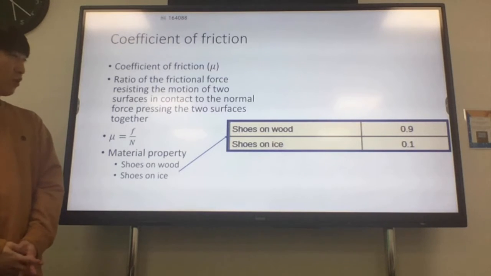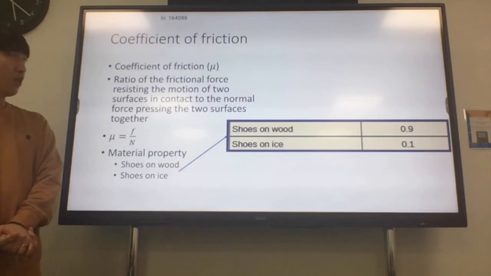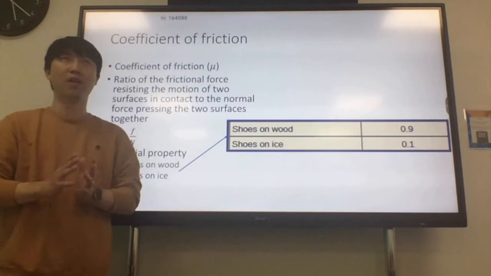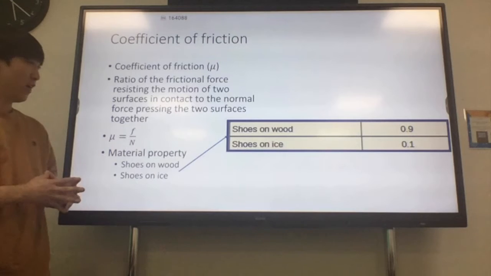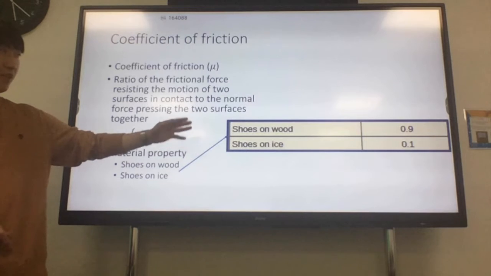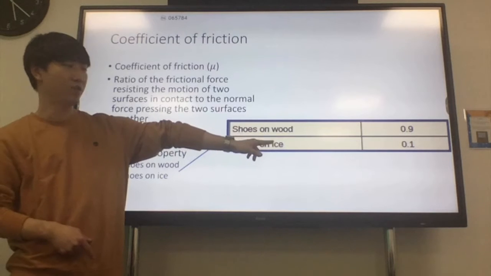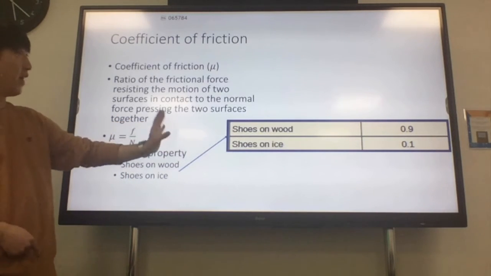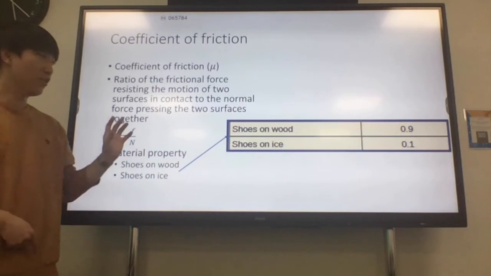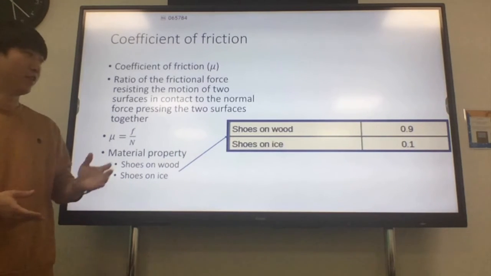Well, I will give you some more specific examples like this. Since the coefficient of friction is a property of materials, as you can see from this table, shoes and wood and shoes and ice, the coefficient of friction of shoes and wood is 0.9, and that of shoes and ice is 0.1, which means shoes and wood have more friction force than shoes and ice.